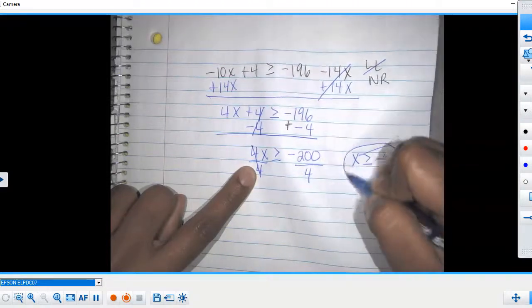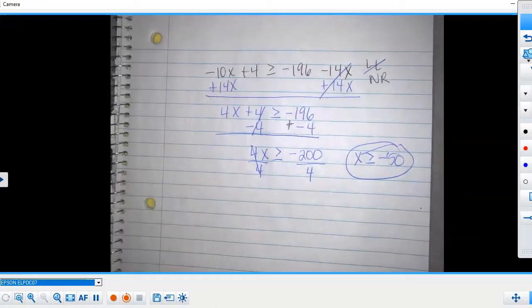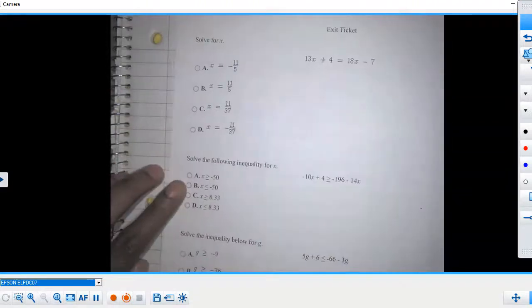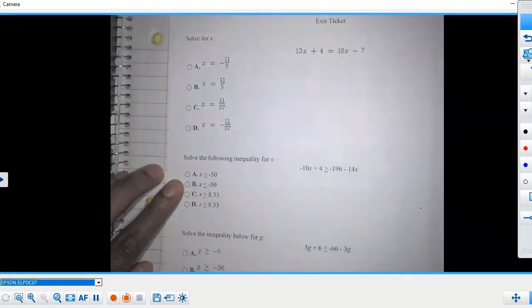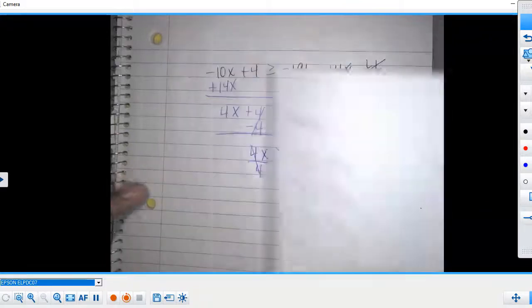Oops, sorry. Negative 50. And this one comes from the packet. Find it. So this one right here, guys, it was greater than, right? No. So it was A, if you happen to have this one. Okay. It was on an exit ticket.